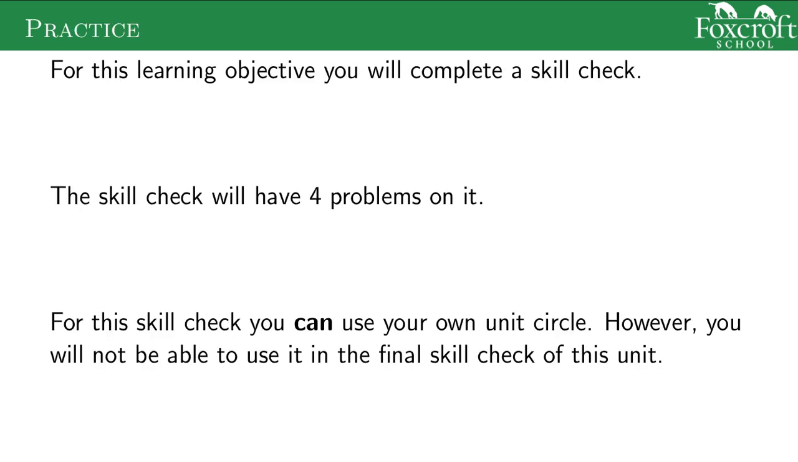So for this learning objective, you're going to complete a skill check. The skill check is going to have 4 problems on it. Like I said earlier, you can use your own unit circle for this skill check to make it go a little bit quicker. Again, we're just checking to make sure you know that sine is y values and cosine is x values, and how you use your unit circle to get your sine and cosine values. However, on the very last skill check of this unit, you're not going to be able to use your unit circle. So make sure you still remember either how to create your own during the skill check if you want to go through all that, or know how to find these relationships so you can figure out your sine and cosine.